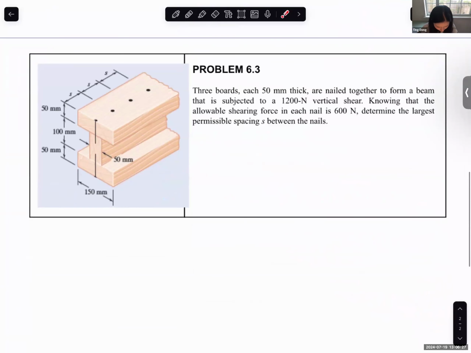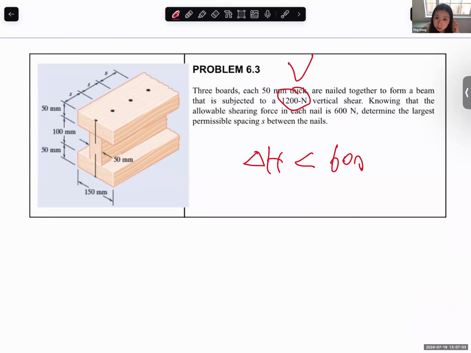Now, the second one: nailed together using nails, beam 120. So this is the V. V is given, cross-section dimension given. Allowable shear force. So this is the dead edge, right? This is similar: determine the largest spacing. So this one, again, is about dead edge. It's smaller than 600. And this one is V. This one, 1200 is V.